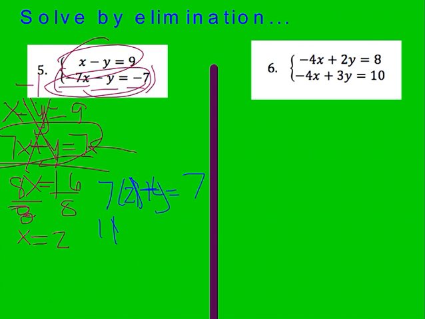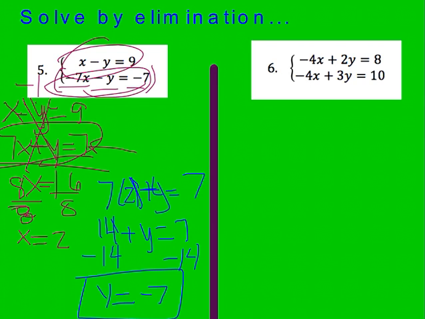So then I get 14 plus y is equal to 7. So I'm going to go ahead and subtract 14 from both sides. And then I end up getting that y is equal to -7. So that's my final answer for number 5.